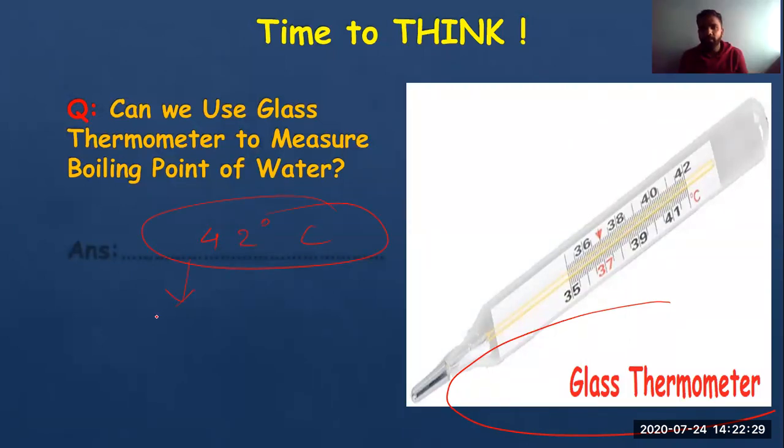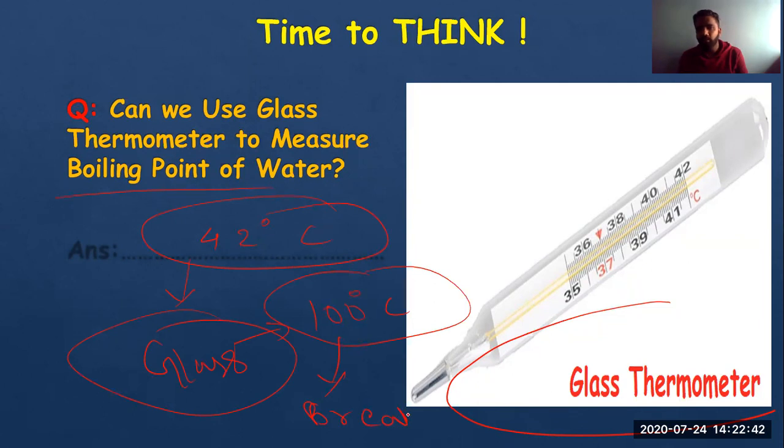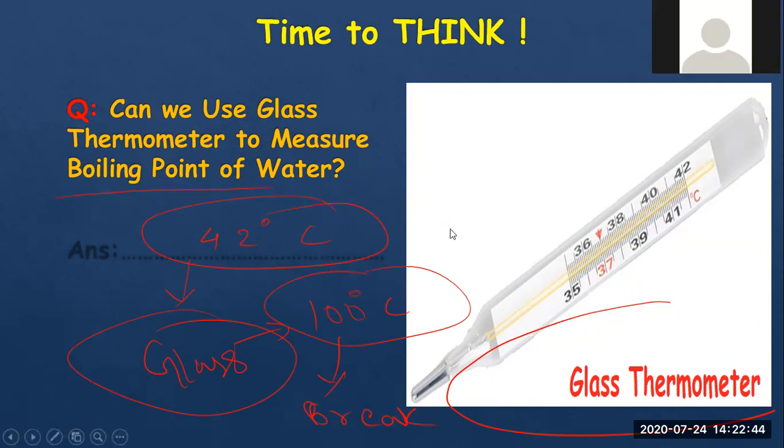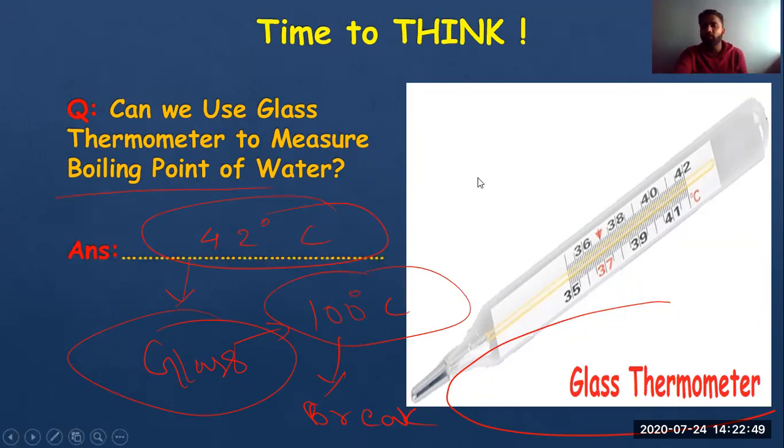One more thing. If you use it for boiling point, it will break. It is glass. If you take it up to 100, it will not be able to measure, first thing. It will break also, right? Yes, correct. Now, you are very sure about it. So this kind of error, can you tell me what this kind of error will be?